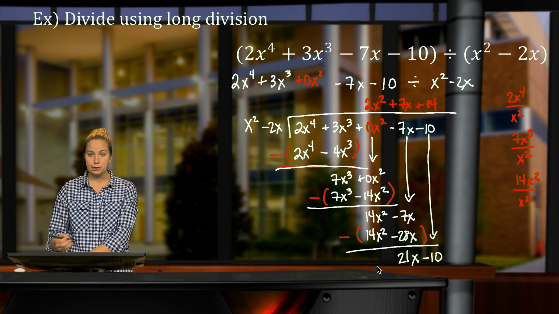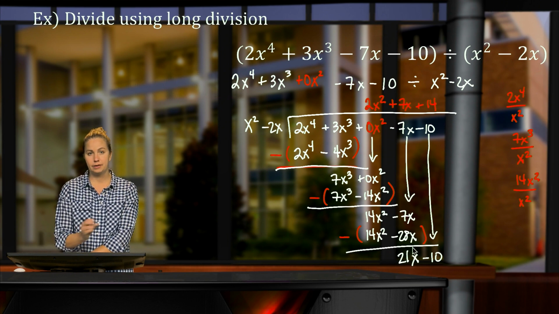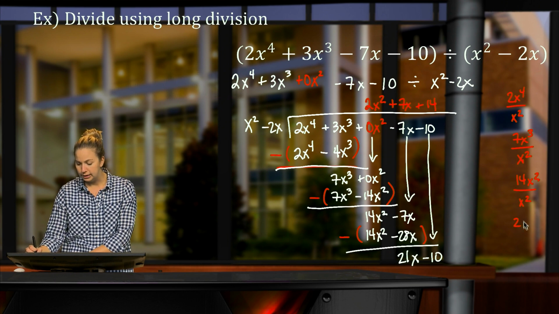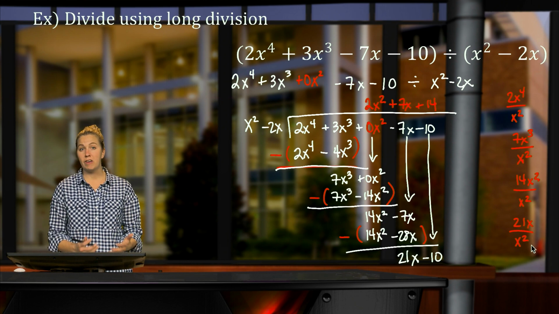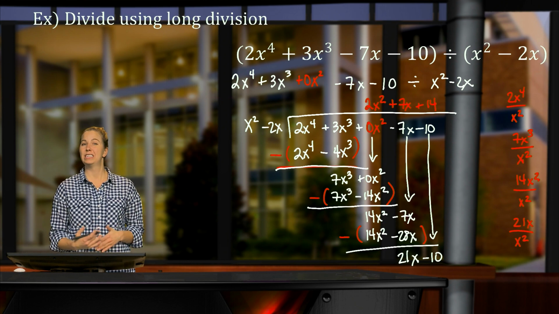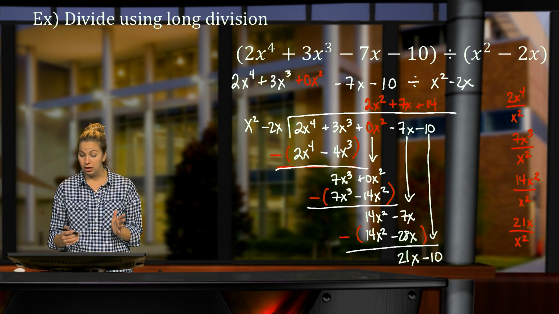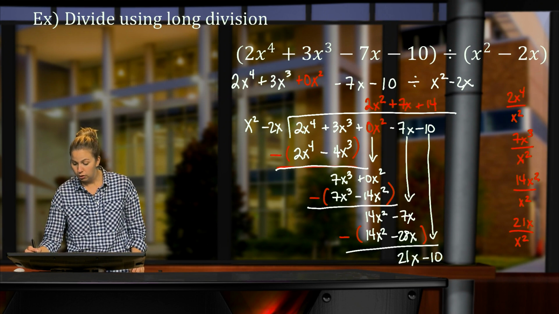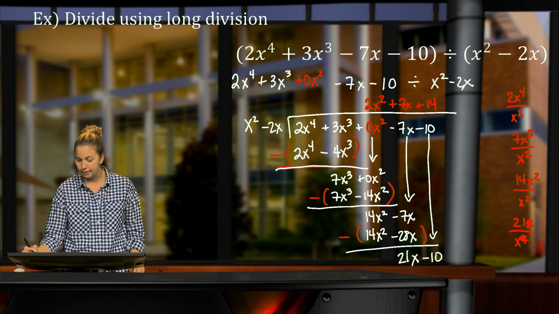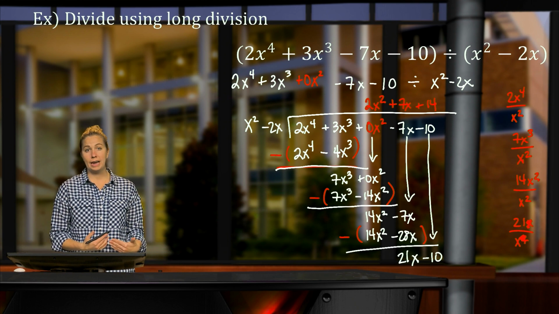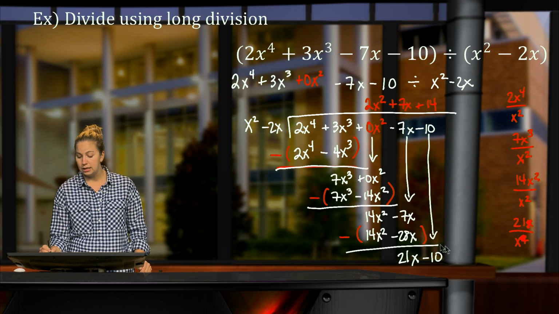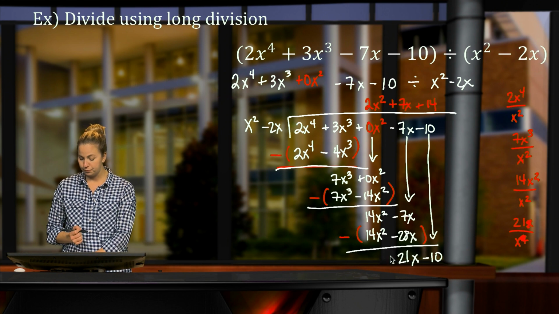And now we try to repeat the same thing. 21x divided by x squared. Now if we set this up, is this going to divide evenly? In other words, when we simplify this, do we get rid of the fraction? And in this case, we can't. We can cross out 1x here and 1x here, but then that's left with 21 over x. So it no longer divides evenly, which means this represents my remainder.